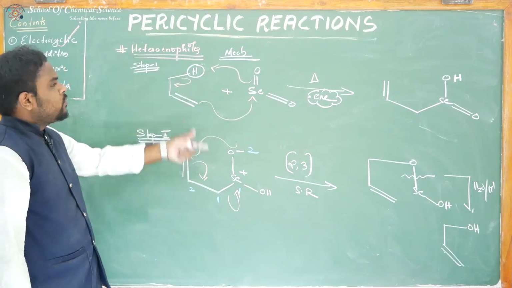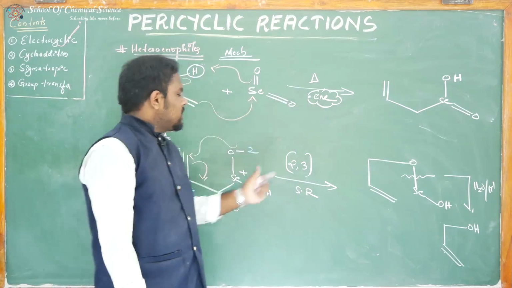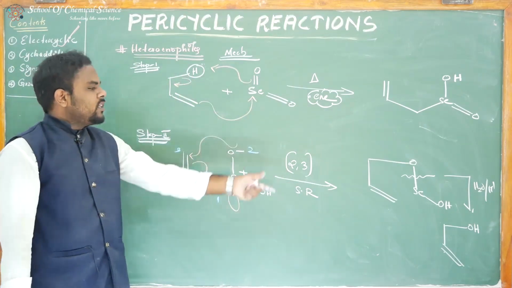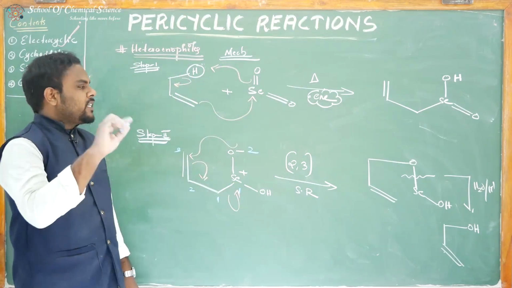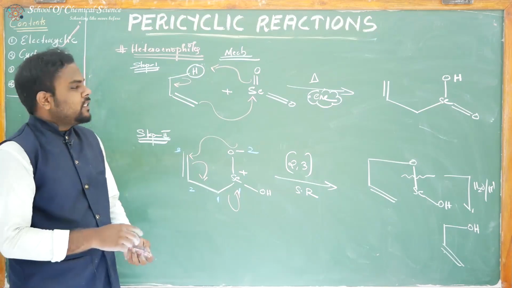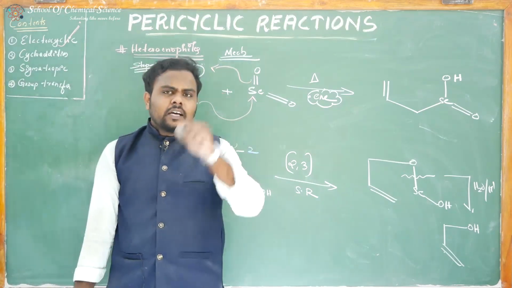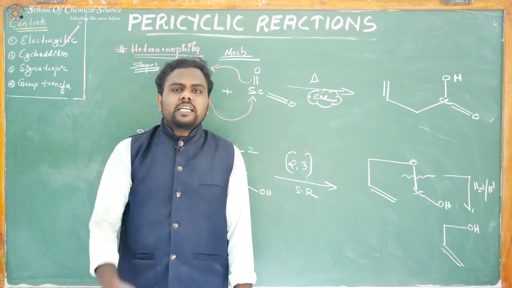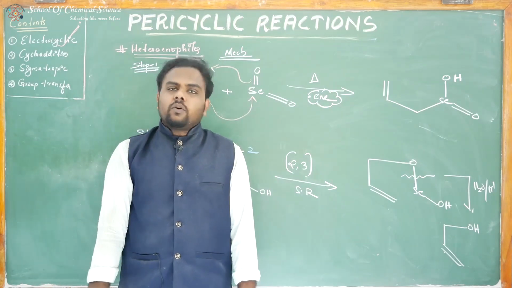So the mechanism involves two steps. First step is an ene reaction. Second step is selenium oxide undergoes 2,3 sigmatropic rearrangement. So ene reaction followed by 2,3 sigmatropic rearrangement. That is the mechanism of the reaction. So wherever SeO2, the reagent SeO2 oxidizes allylic hydrogen to an OH.